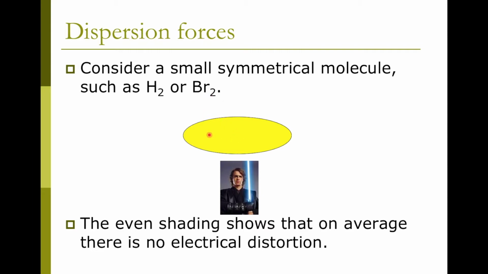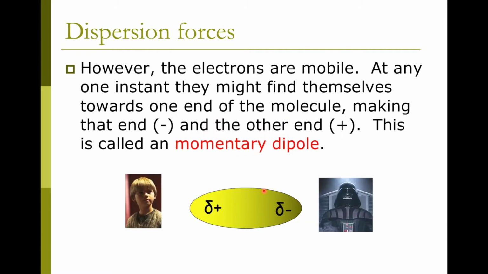And we have a nuclei here and a nuclei here. And then the even shading shows that on average, there's no electrical charge. So the force is not good, or it's not the dark side, it's not the good light side, okay? However, the electrons are mobile, and at any one instant, they might find themselves towards one end of the molecule, making that end negative, it's gone to the dark side, and the other end positive. It's gone to the light side, I suppose. So this is called a momentary dipole, okay?